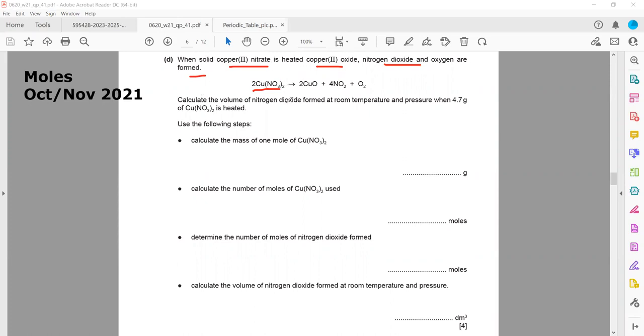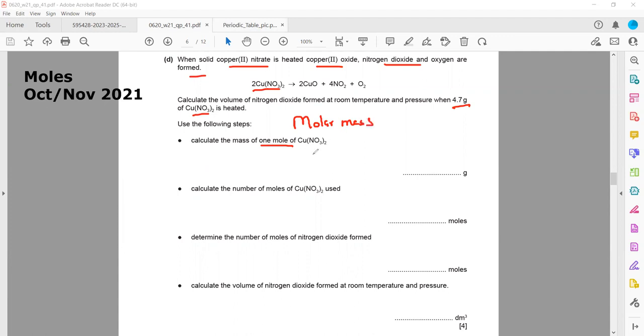We have to calculate the volume of nitrogen dioxide formed at room temperature and pressure when 4.7 grams of copper nitrate is heated. Use the following steps. Whenever in an exam you're solving a moles question, you have to follow the steps which they provide. The first one: calculate the mass of 1 mole. What is the meaning of mass of 1 mole? Mass of 1 mole means we need a molar mass.